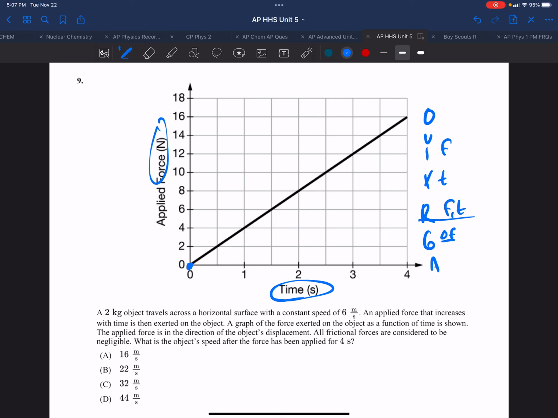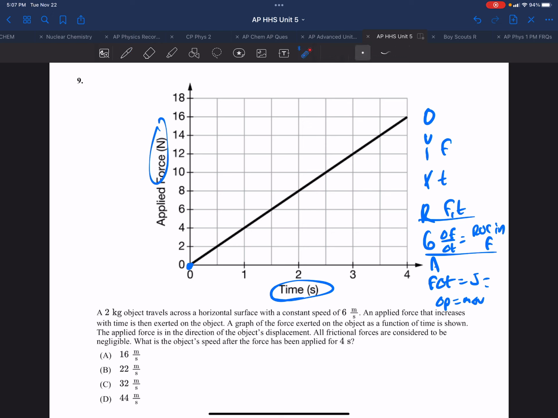The gradient is delta F over delta T, which is the rate of change in force. And the area is F delta T, which is the impulse J. And delta P is m delta V. Those two things happen to be equal to each other. We see that there is a constantly increasing force. The rate of change in force is constant.